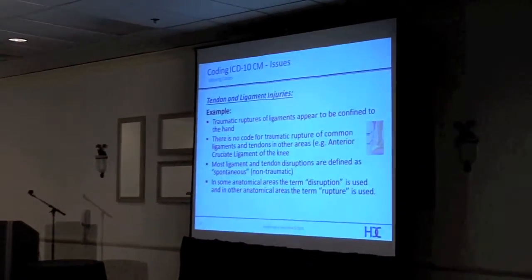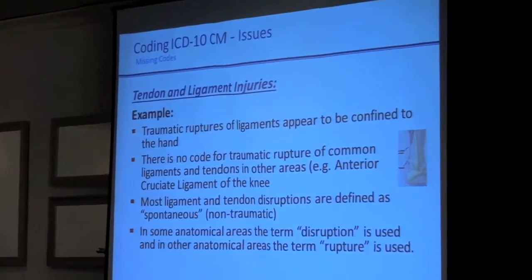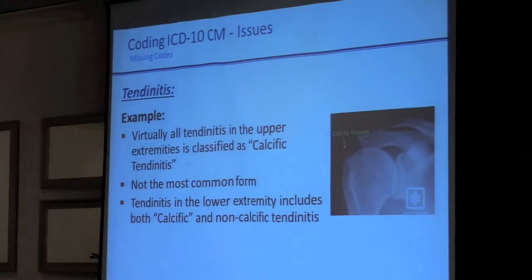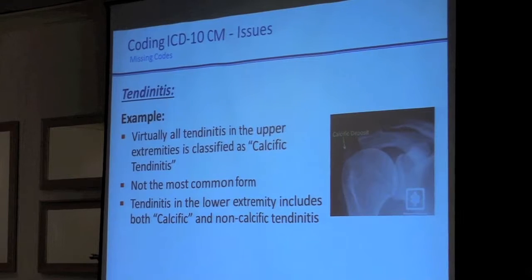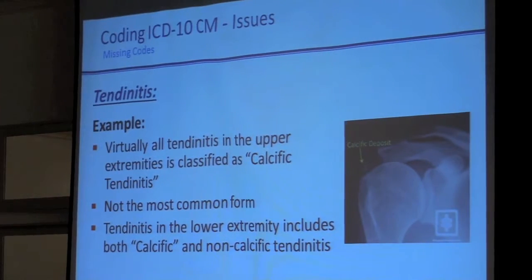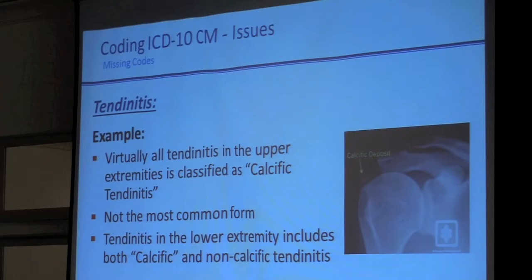And then we use different words. Sometimes it's called rupture, sometimes it's called disruption, so you always, again, have to be careful about the terms you use. Tendinitis is virtual. All tendinitis in the upper extremity are classified as calcific tendinitis. So whether they're calcific or not, you're going to probably have to use a calcific tendinitis code because that's all you got.